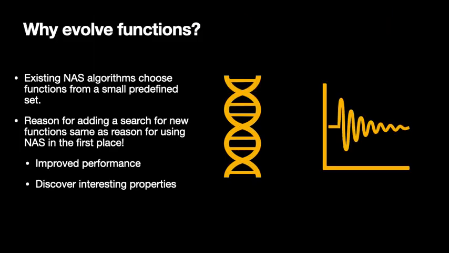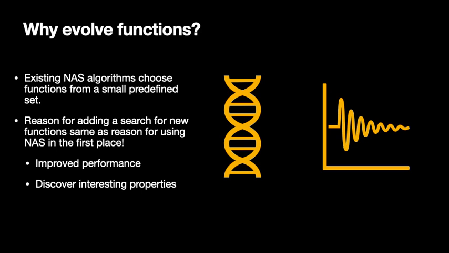Okay, on to activation functions now. So why would you want to evolve new activation functions? I mean, you already have these neural architecture search algorithms that will pick an activation function for you. They're just not going to evolve a completely new one. So they're going to pick an activation function out of a small predefined set. Well, the reasons why you would want to evolve new functions are exactly the reasons why you're using a neural architecture search algorithm in the first place.